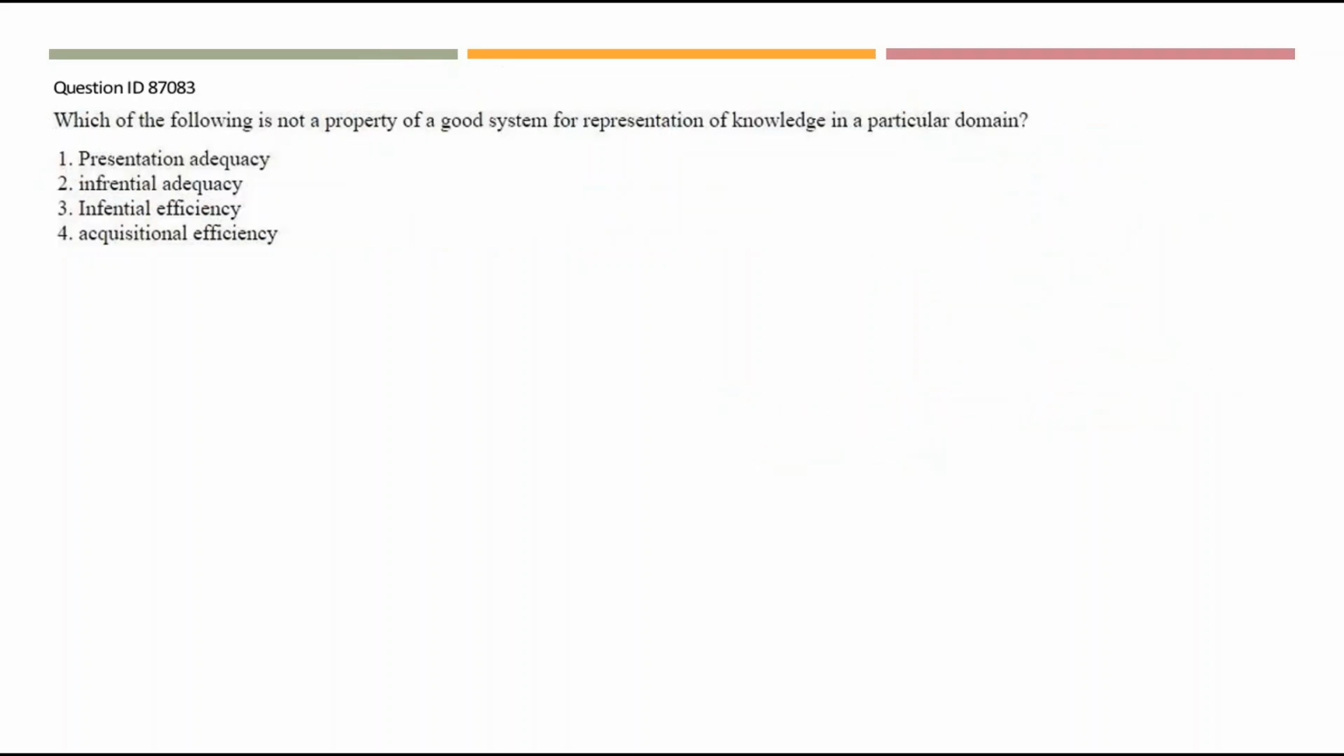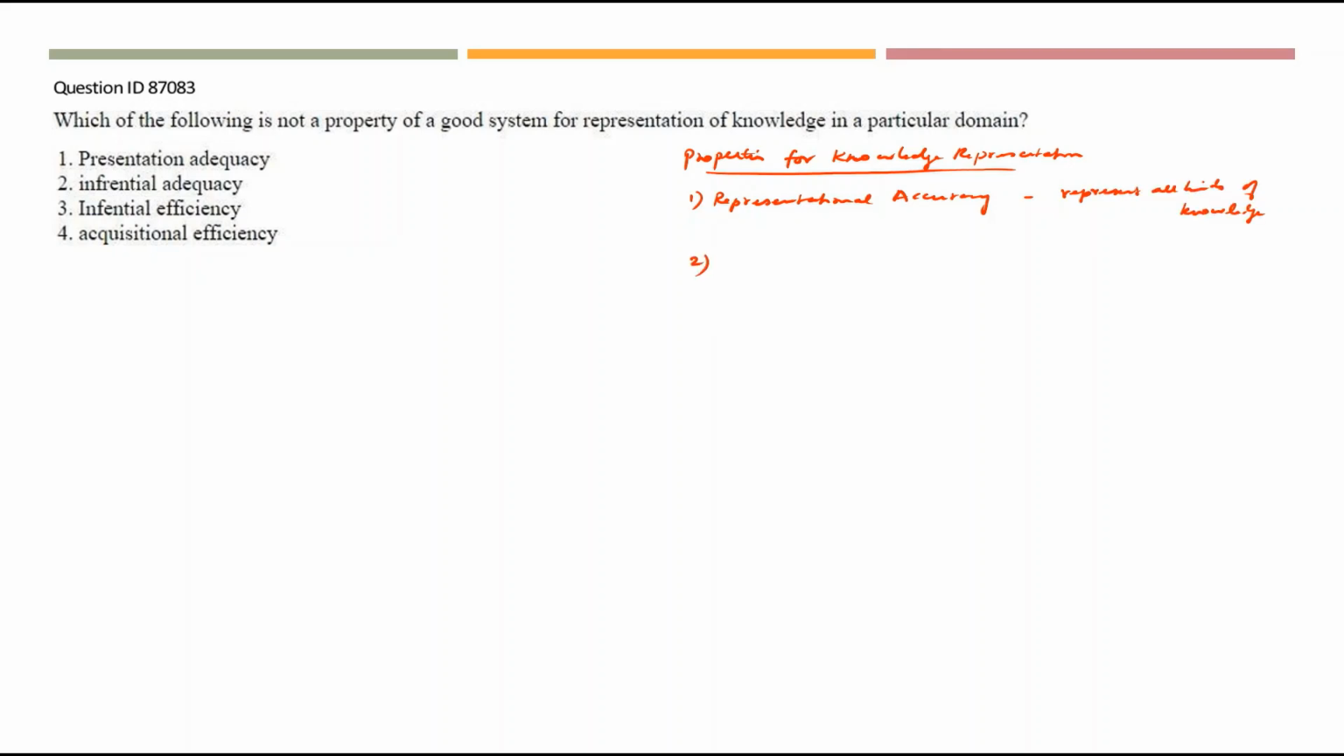Next question. Which of the following is not a property of a good system for representation of knowledge in a particular domain? So there are some properties for knowledge representation. The first one is representational accuracy. This is the ability to represent all kinds of required knowledge. The second one is inferential adequacy. This is the ability to manipulate, in the sense to use the representational structures to produce new knowledge corresponding to existing structure. So we infer something and then produce something new.